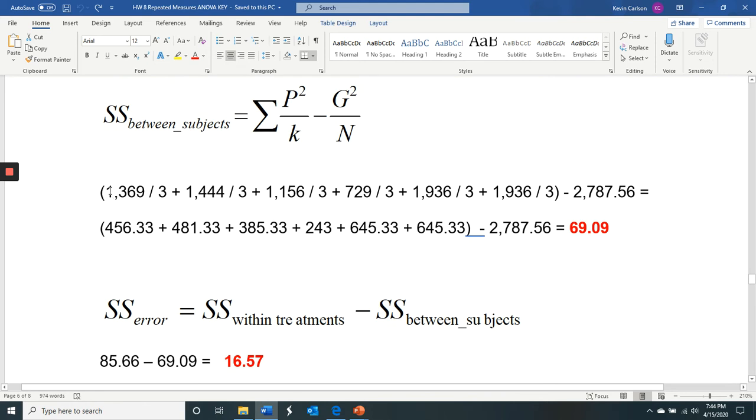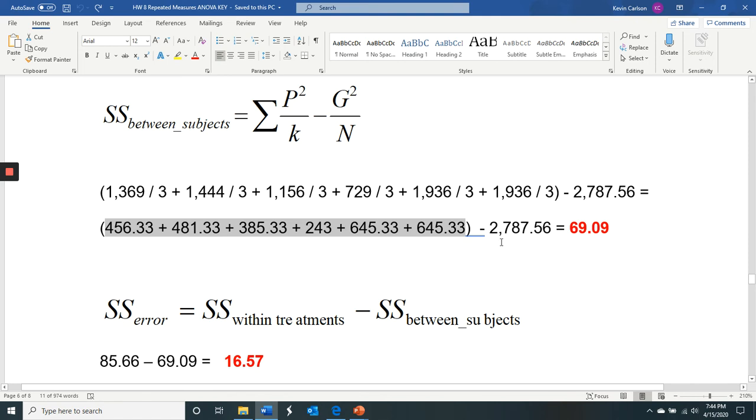So, and we're going to do this 6 times. We have 6 people, so we have this ratio for 6 people. P squared divided by k, which is 3, p squared divided by k, which is 3, p squared divided by 3 for these 6 people. We solve for these ratios right here. We add these things together in the parentheses.